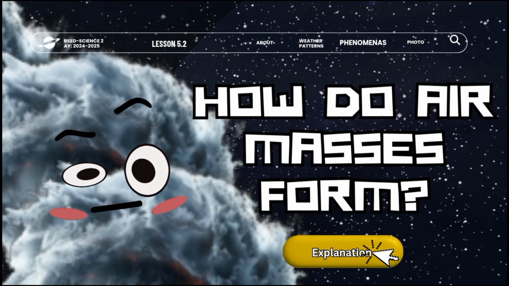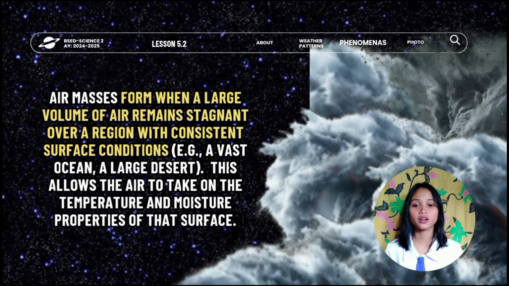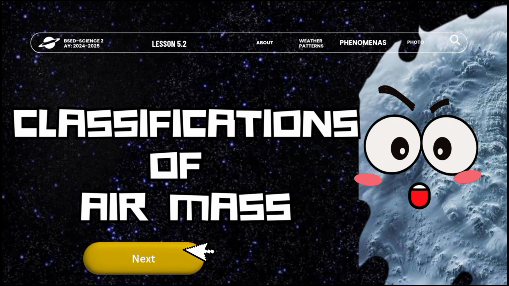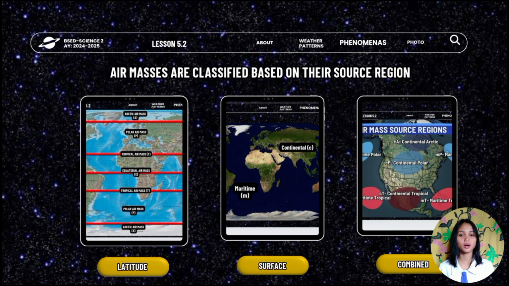But how do air masses form? Air masses form when a large volume of air remains stagnant over a region with consistent surface conditions like a vast ocean or large desert. This allows the air to take on the temperature and moisture properties of that surface. Air masses are classified based on their source region, but now let's talk about the latitude.